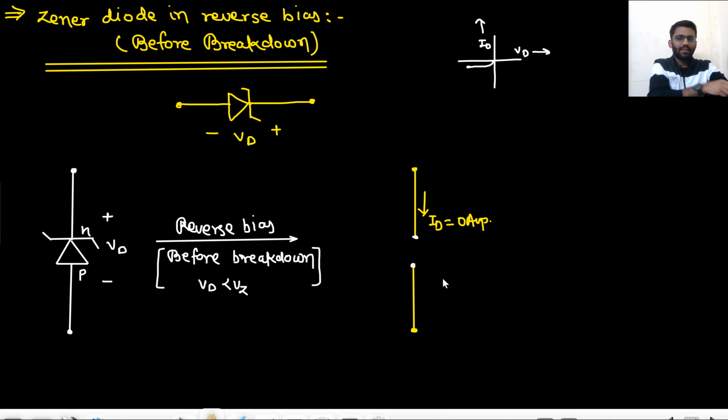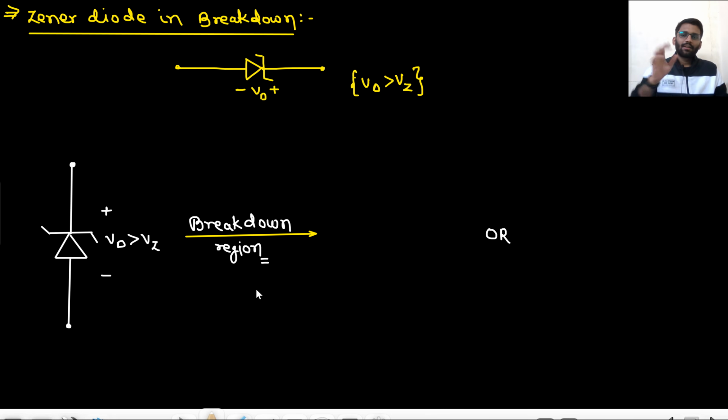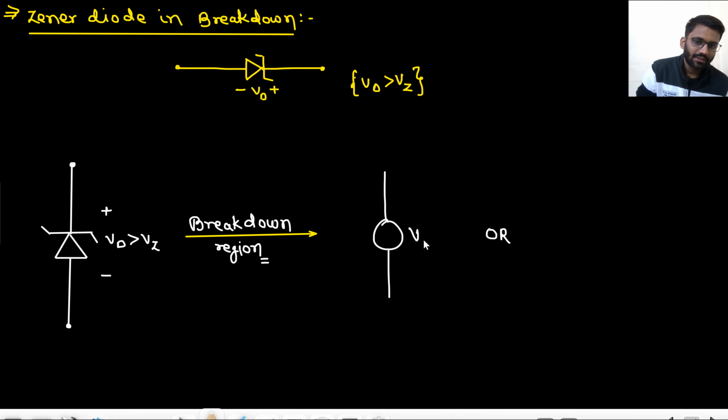Okay, so the ID current would be 0. Okay, and now the diode in breakdown region. In the breakdown region it will provide us a constant voltage. So tell me, how should I make the battery? It will provide me a constant voltage, that means I will have to make a battery, right? And the battery potential will be Vz.